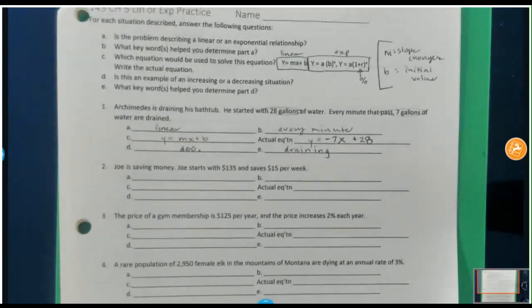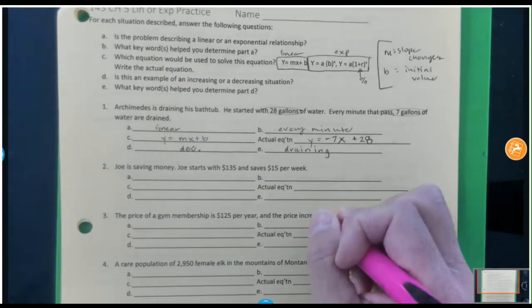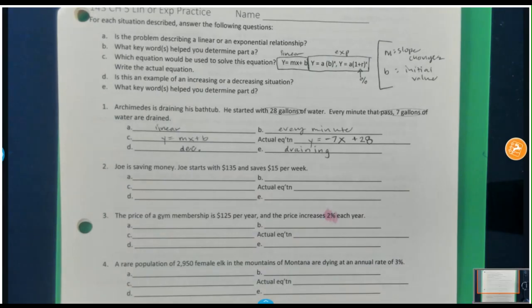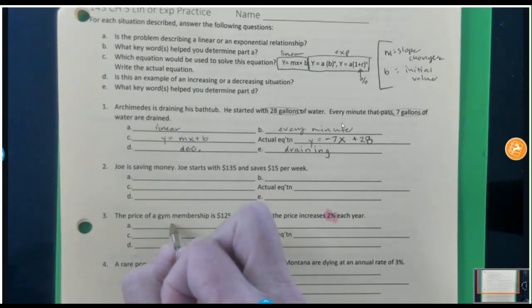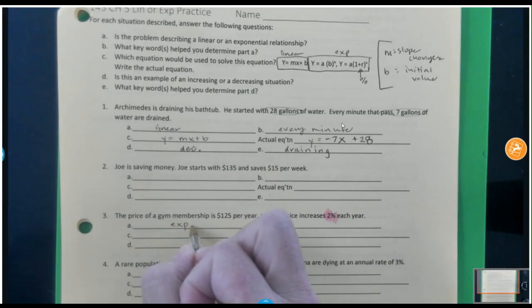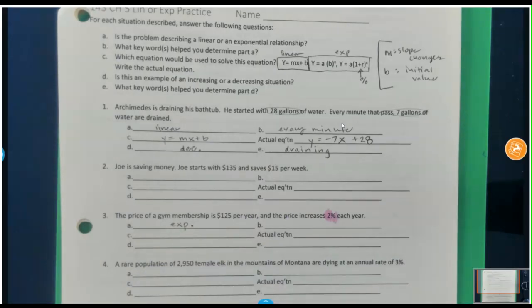All right, A, we have to decide if it's linear or exponential. Well, this is a dead giveaway right here. When you hear this 2%, what type of problem do you know this has to be? Exponential, because this is our only formula that involves a percentage. You can write EXP just to save yourself some time.